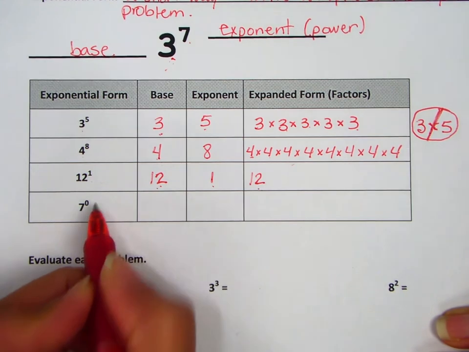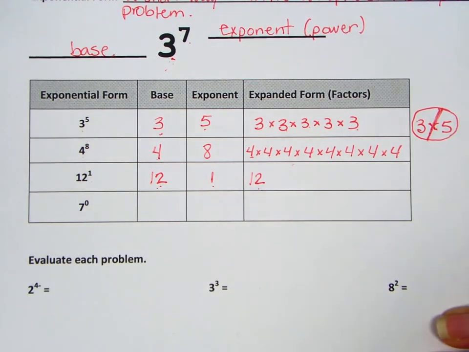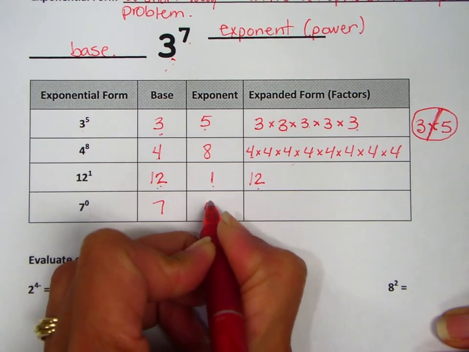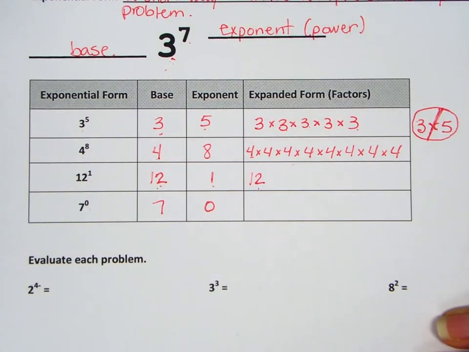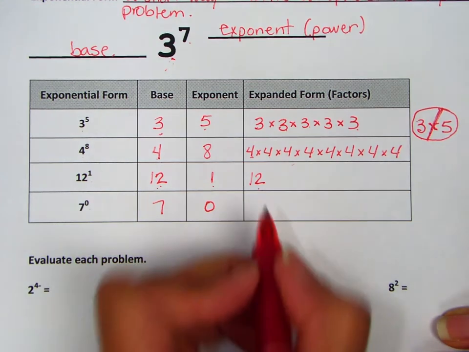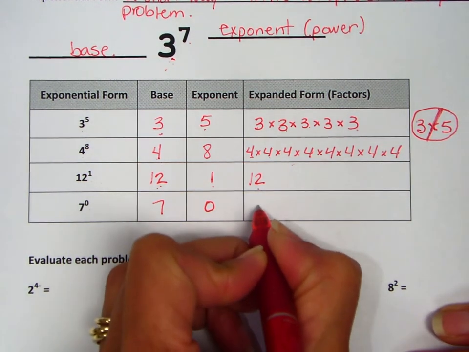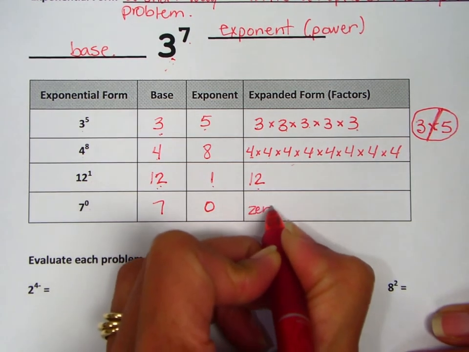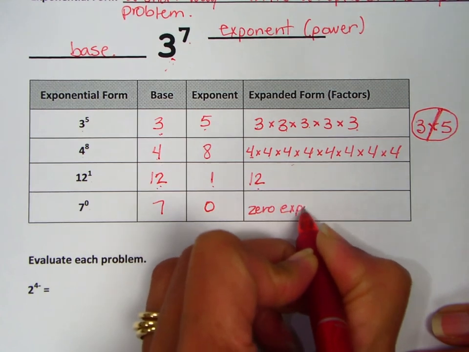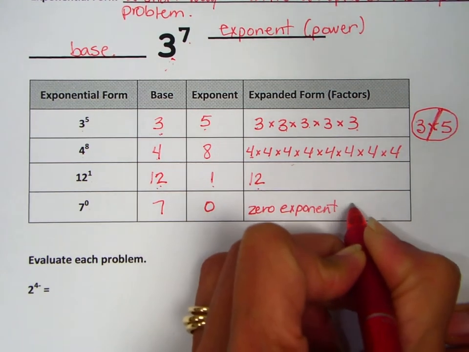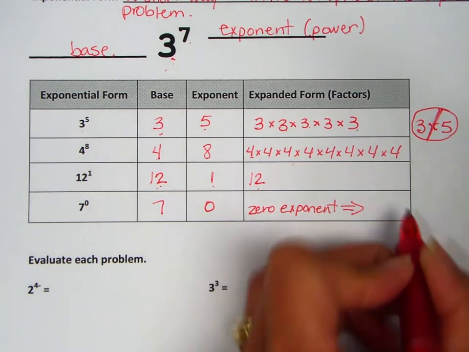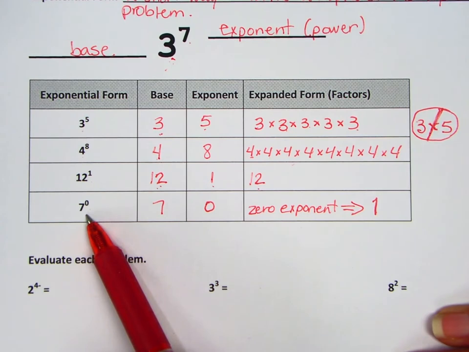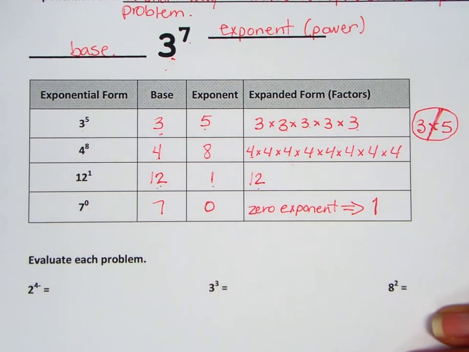Now we have 0. Anything to the 0 power is always 1. The base is still 7 and it has no power. It has a 0 exponent which gives no power to the 7. So we say that there's really not an expanded form. You just need to remember that a 0 exponent means you're going to have an answer of 1 when you simplify this problem. Anything with a 0 power will always equal 1.